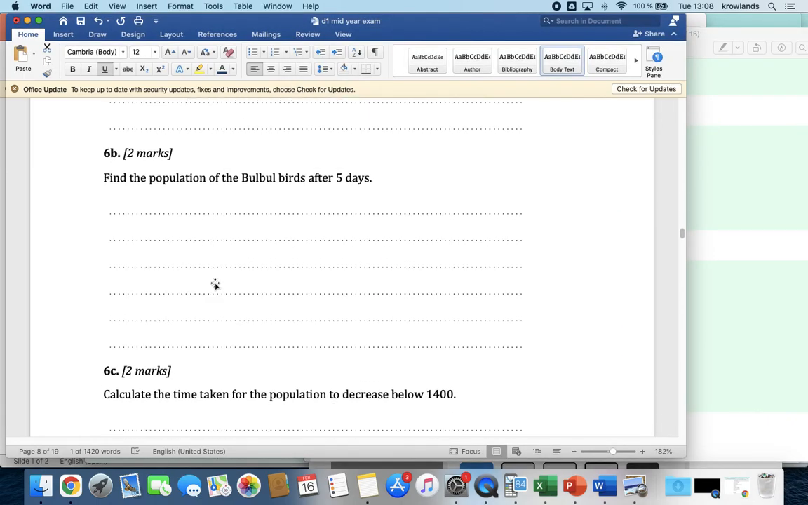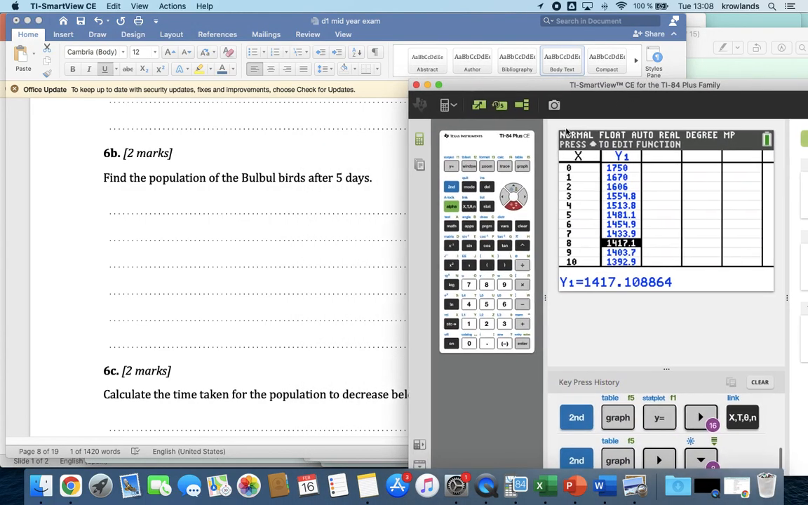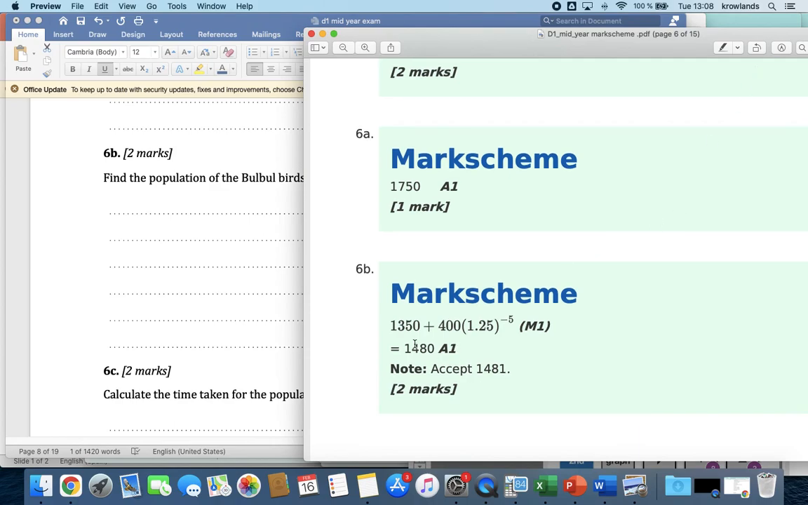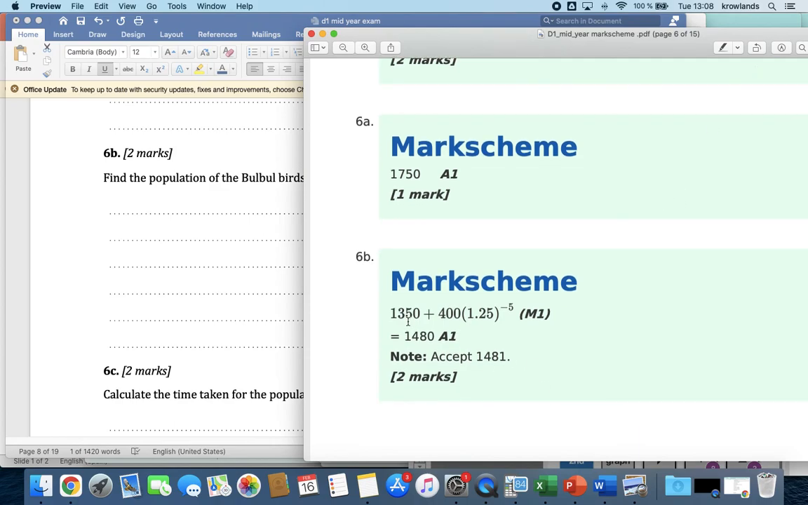Now for part B, find the population of the bulbul birds after 5 days. So all you need to do is get your calculator open, and I would draw a bit of this table to show you understand. You are going to select this number. Most of you got this. However, you cannot select a partial number when you're talking about population, such as birds or people. You can't have 0.1 of a bird. So what you need to do is take this. They've done it a slightly different way, and they've given two answers they can accept. So what I would do is I'd take this number and I would round down.